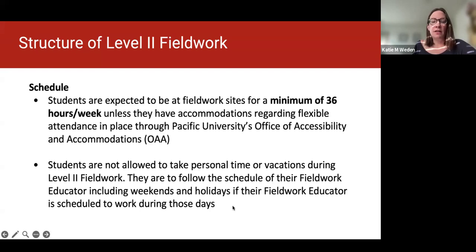Okay, so just reiterating, this is a time in your life where you're not going to be able to take personal time, vacations, etc. You're just going to have to be present at fieldwork for the full time.